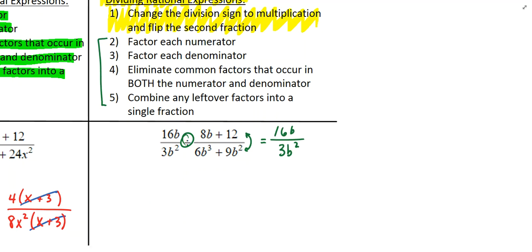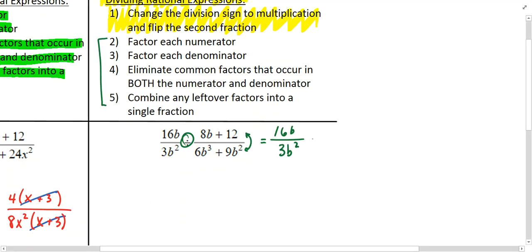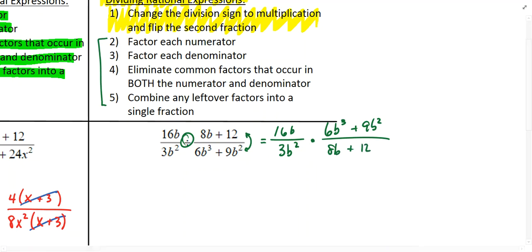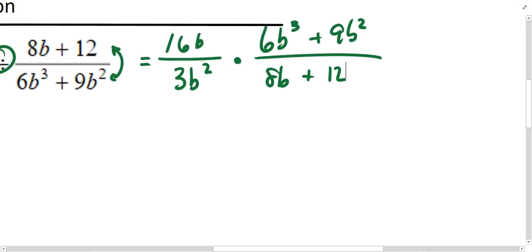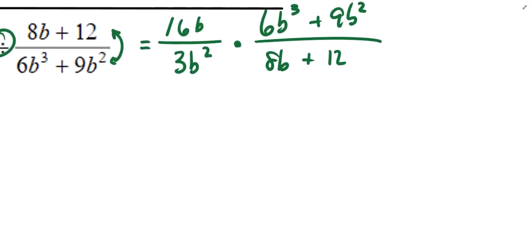Our first fraction remains unchanged. Now I'm going to change this from a division problem to a multiplication problem. And since I'm changing the sign, I need to change this second fraction. I'm just going to flip it over, or reciprocate. And there you have it. I fixed my mistake at the bottom there. Now this becomes a multiplication problem that we should have some comfort in completing at this point.